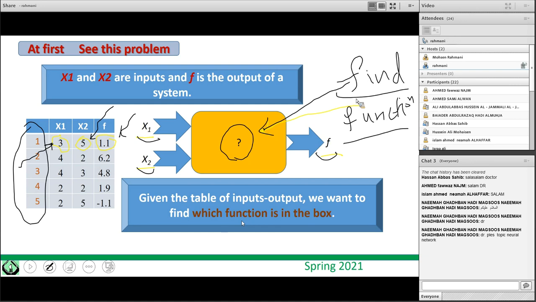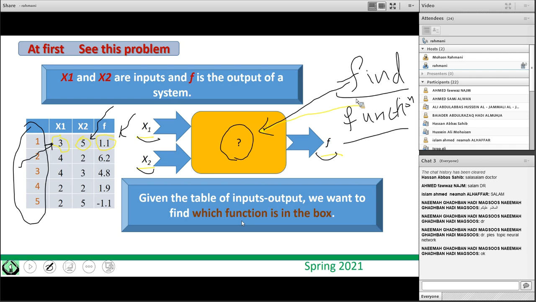Yes, the topic is related to neural network. Because I see that you have some problems with neural network and you asked me about neural network, so I want to make it easier. Okay, this is related to neural network.